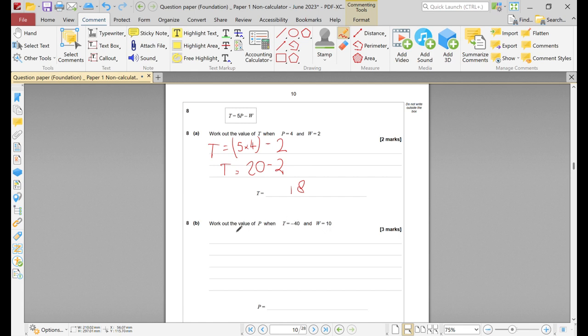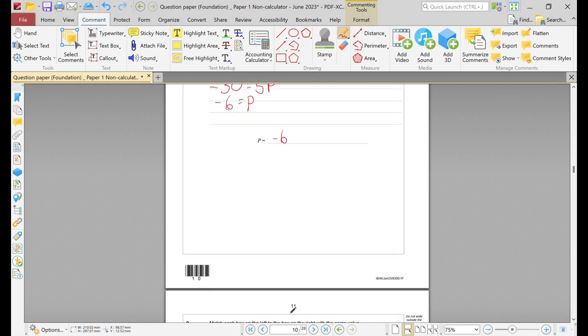P when t is minus 40 and w equals 10. So similar thing. So plug in t here. So that's minus 40 equals 5p. We don't know what p is yet. Well, 5p, and w is 10, so minus 10. So we could add 10 to both sides to get rid of that. So that's minus 30 equals 5p. Divide that by 5, divide that by 5. Minus 6 equals p. So p is equal to minus 6.